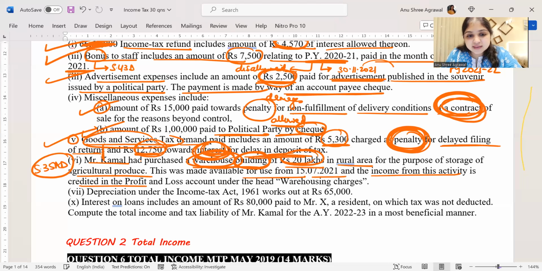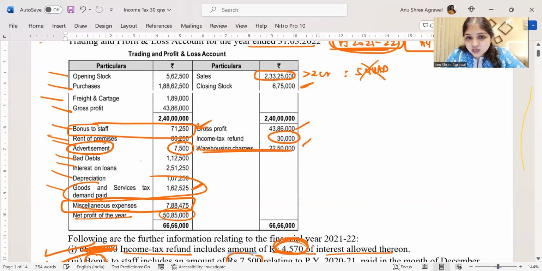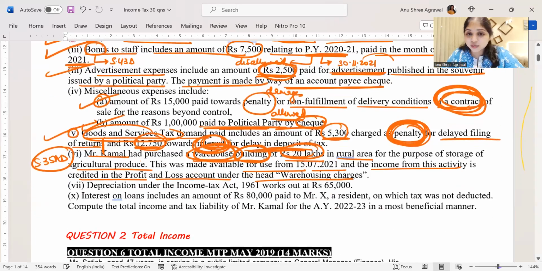Income from this activity is credited in the P&L account under the head warehousing charges. So they are saying that this warehousing charges is income from this warehouse only. Anything to be done about the income number? No, it's anyway income from this business, so of course you will credit it to the P&L. Nothing to be done about that. But what to do about this 20 lakhs number? Don't you think I can give this as a deduction under section 35AD? It's going to be allowed, right? I can give this as a deduction under 35AD.